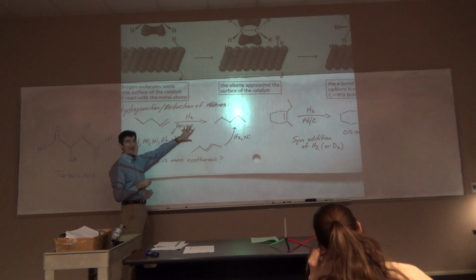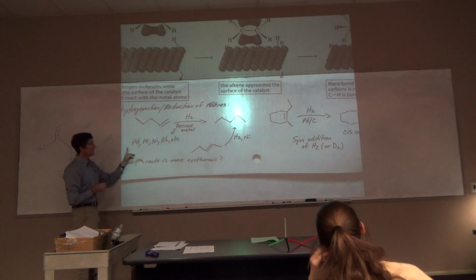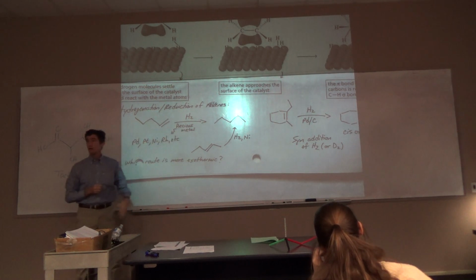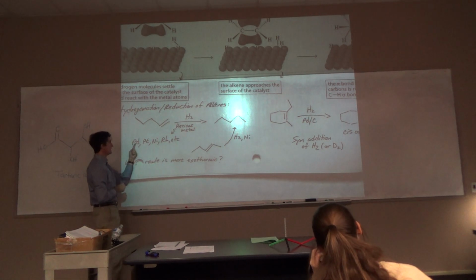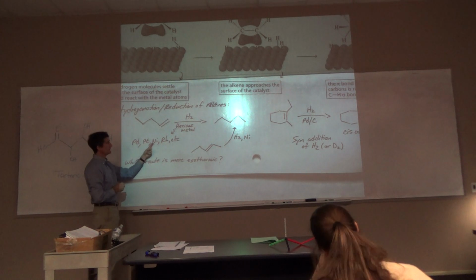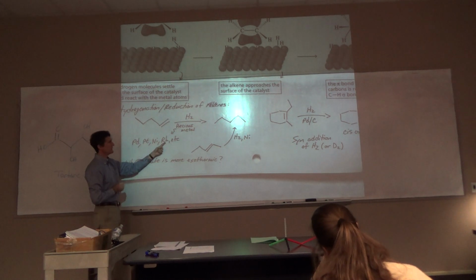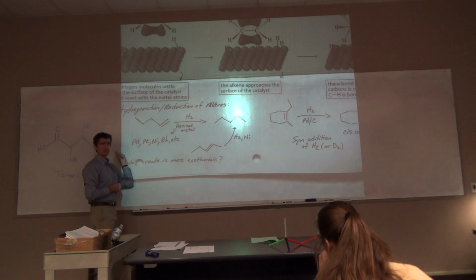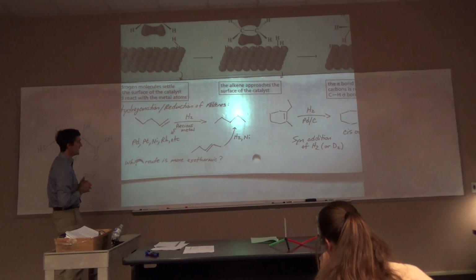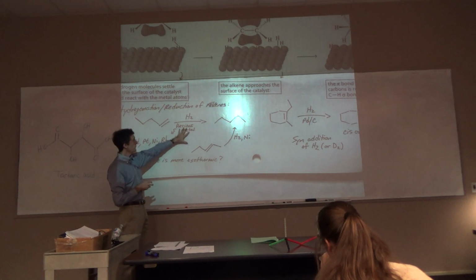It does require a catalyst though, a precious metal catalyst. Precious metal, not a base metal like iron or zinc. Precious, expensive, like palladium, platinum, nickel, which is semi-precious, rhodium. Okay, your choice, not all of these. One student said one time, have all these. No, one of these. Palladium and nickel are probably the most common. Very important. The reaction pretty much does not work without the catalyst.